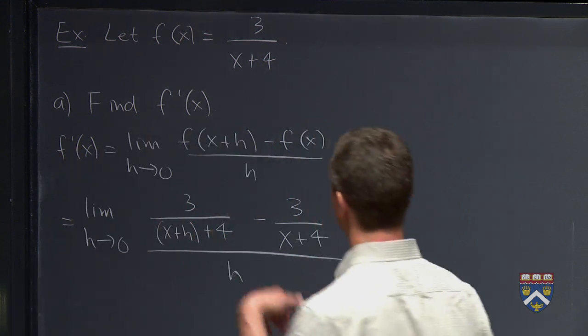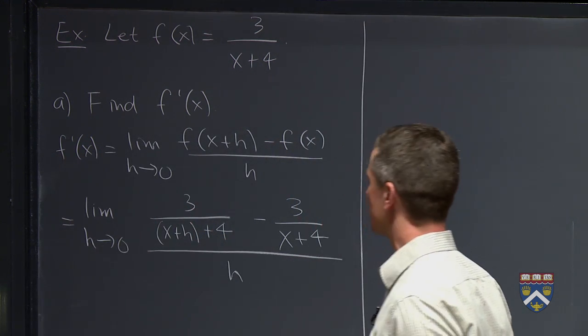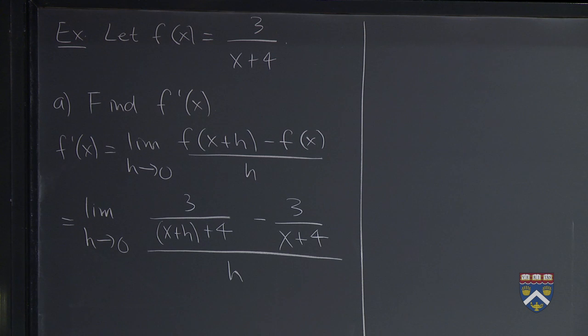So we definitely can't plug in the h yet because we'd be dividing by 0. So we know we're not allowed to plug in the 0 for h, I mean. So what have we got on the top? We've got one fraction minus another fraction. So what do we need to do to make that happen? Have to get a common denominator, right?